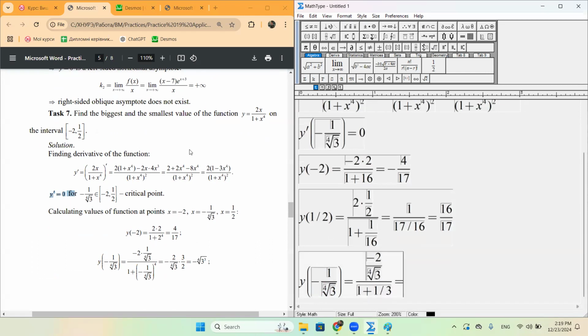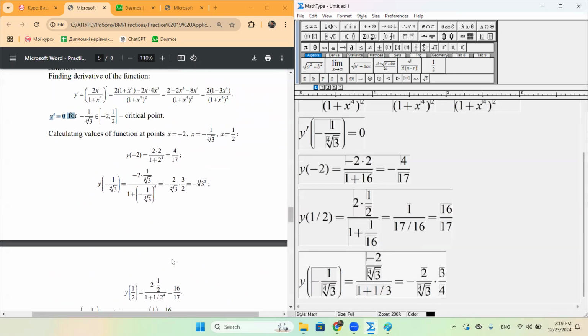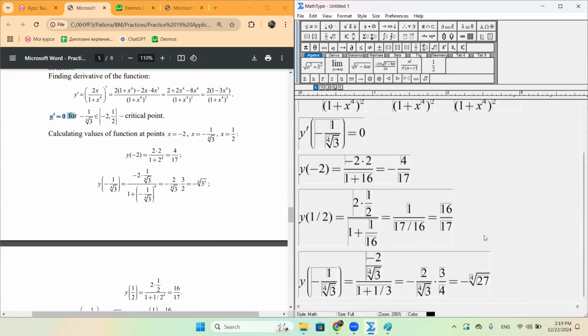So what we basically have is minus this multiplied by, what? 4/3. Okay. So it equals minus the root of the fourth degree over 27. So let's compare these results. Basically, this is the maximal value.